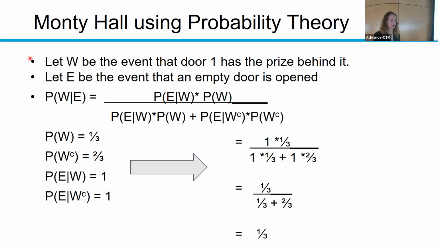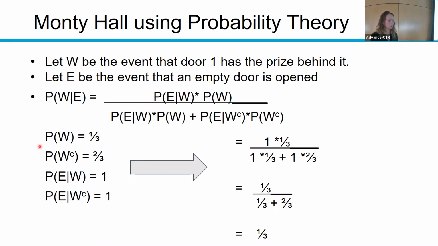So again, let's remember, starting up here, W is the event that door 1 has the prize behind it. And we're keeping in the back of our mind that we've chosen door 1. So what we're really calculating here is the probability of winning, sticking with door 1, because that's where the prize is, given that the host has opened up an empty door. So what's the probability of W? Well, W, just the event that door 1 has a prize behind it, is 1/3. W complement, the probability that door 1 does not have the prize behind it, is 2/3. There's a 2/3 chance that the prize is behind some other door.